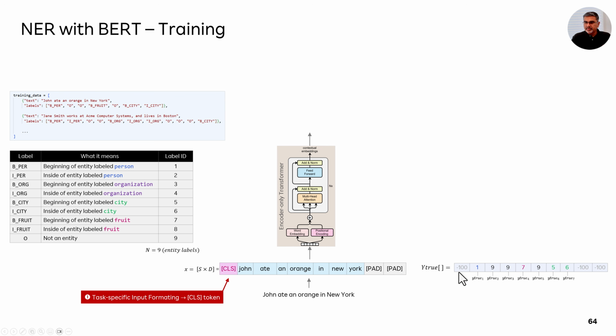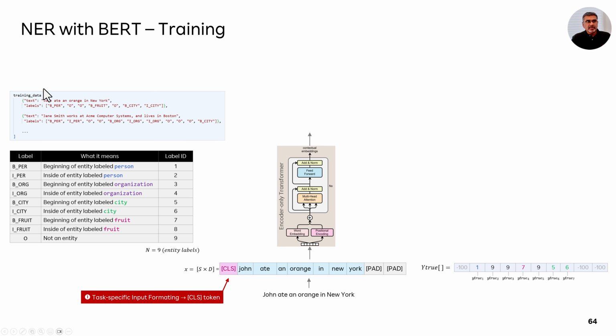For special tokens, I'm using some ID that is not part of this list here. Now, the first token, which is a valid token, John, in the sentence "John ate an orange in New York." John is labeled as a person. And what is the ID for person? Because neural networks do not understand text, you have to pass numbers, integers, or numeric format data. So what is the ID for B_person? It is 1. So y true is 1.